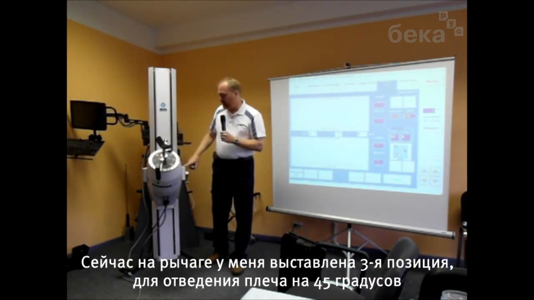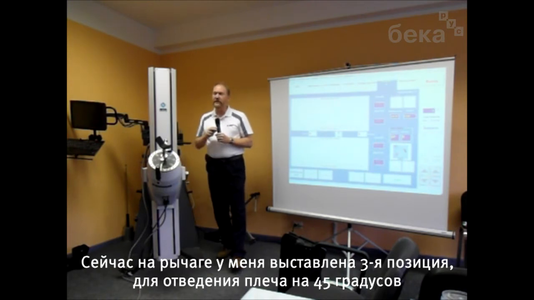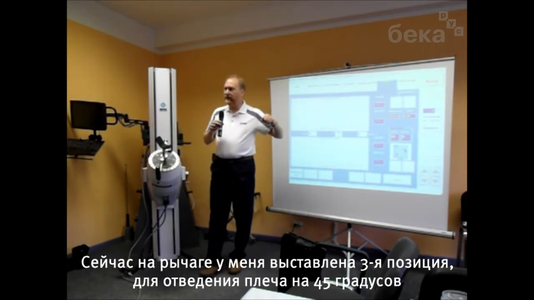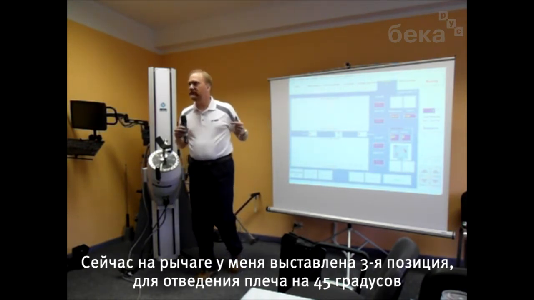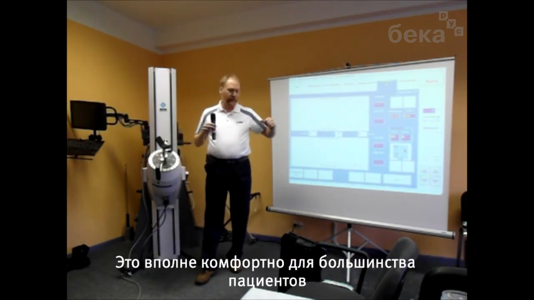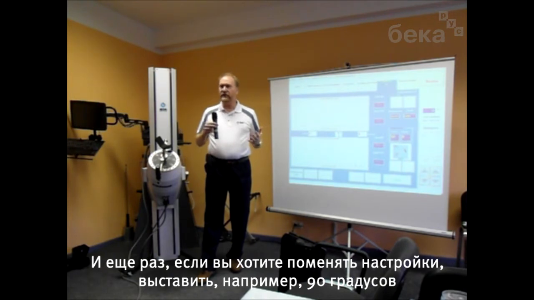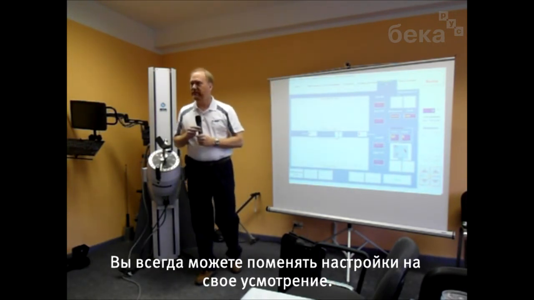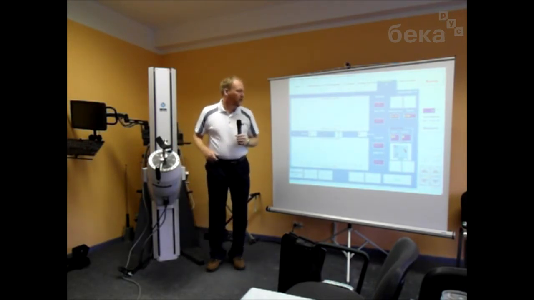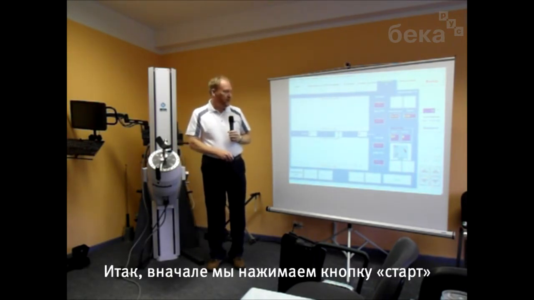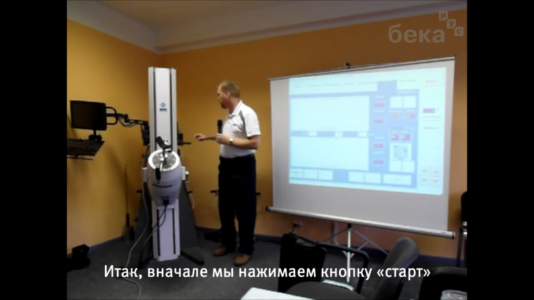Right now I have the exercise head set to the number 3 position, which will let me put my arm at 45 degrees of shoulder abduction for the exercise, which is going to be comfortable for most patients. But again, if there's a limitation or if there's a need to do it at 90 degrees of abduction, you can certainly set it that way. So the first step then would be to press the start button.